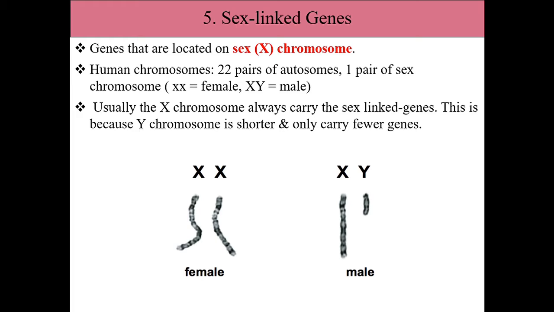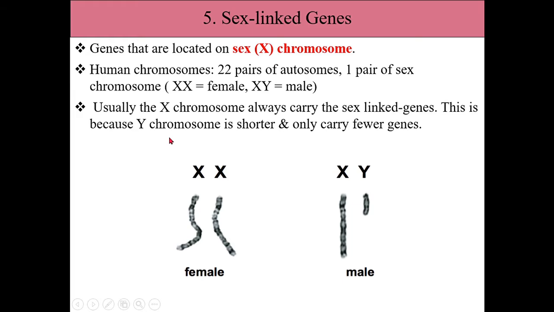And for us humans, remember that we have altogether 23 pairs of chromosomes. The first 22 pairs are autosomal chromosomes or autosomes, so they contain genes that code for everything else in our body. Meanwhile, the last pair is the sex chromosome, which determines the gender of an individual.